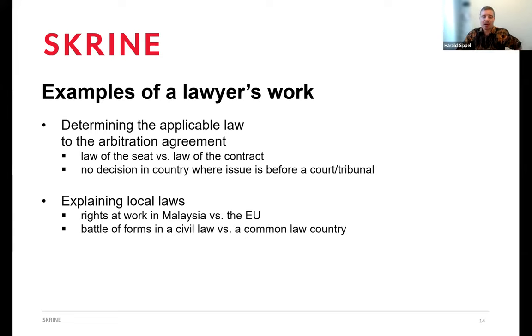Another example of what I did recently is a battle of forms. Does any one of you know what battle of forms is? Can you raise your hand if you do? Yes, Nicholas.